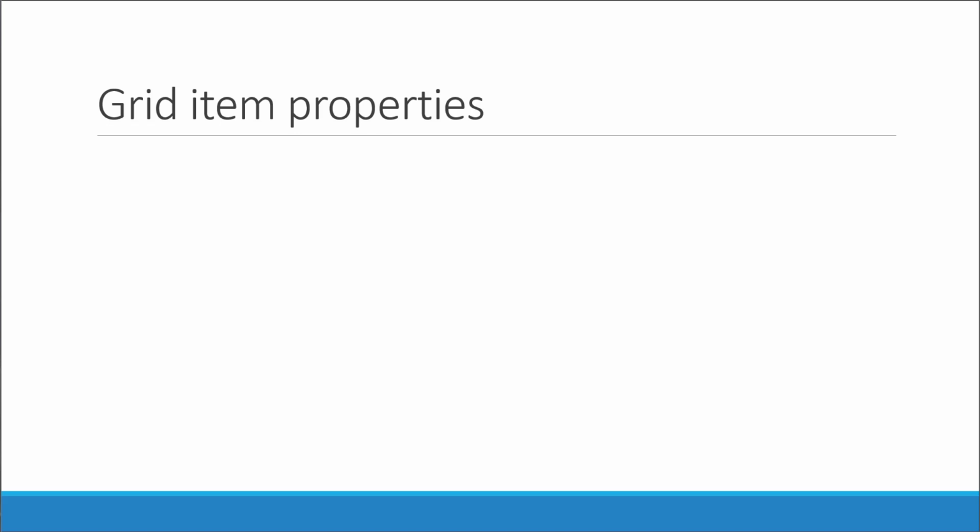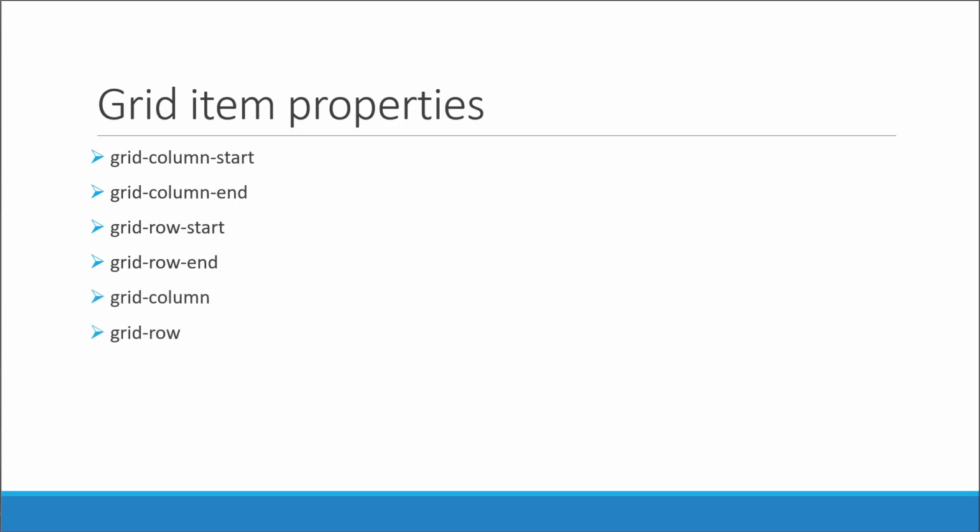Alright, next let's take a look at the list of properties applicable on a grid item. First, we have grid column start and grid column end. These two properties control on which column line the item starts and ends. Similarly, we have grid row start and grid row end, which control on which row line the item starts and ends. We then have grid column and grid row, which is a shorthand for the previously mentioned properties. Finally, we have justify self, align self, and place self, which deal with alignment of the item.